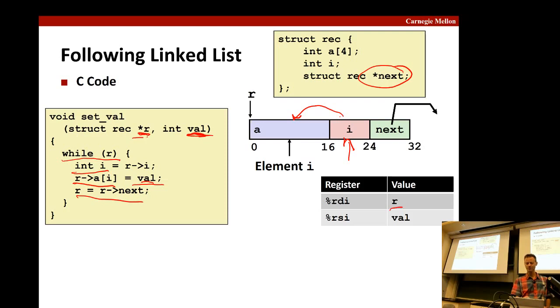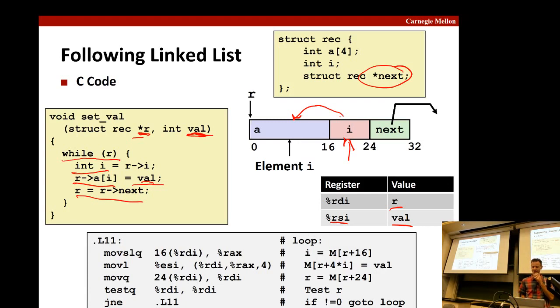R is going to be passed in RDI, and val is going to be passed in RSI, and the assembly code ends up looking like this. The first thing we're going to do is take 16 past R, right? And this is a move, so we're actually going to fetch what's there and put it in RCX. So R is here, 16 plus R is here, and that has the effect of fetching this I and sticking it in this register.